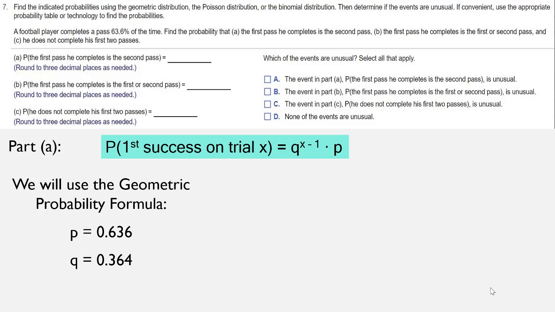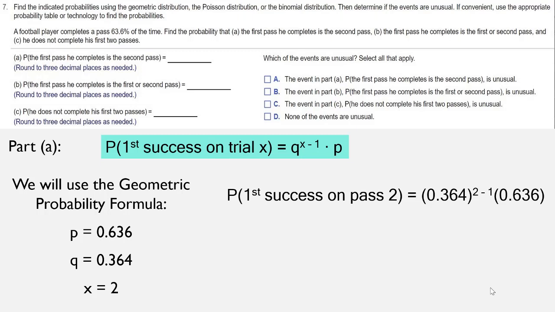Q is 1 minus P, so that's going to be 0.364. And in part A, we are looking for the probability the first pass he completes is the second pass, so that would mean X is equal to 2. We use this probability formula where we do Q, which is the probability of failure, to the X minus 1 times P. So we're looking for the probability of first success on trial 2, which is going to be 0.364, which is our Q, to the X minus 1, that's 2 minus 1, times P, which is 0.636.